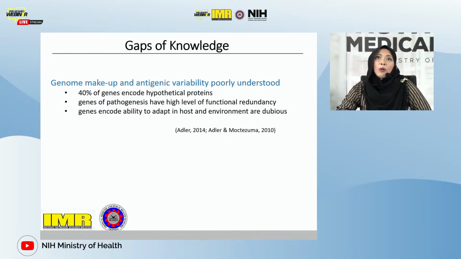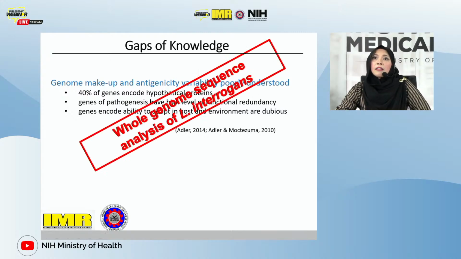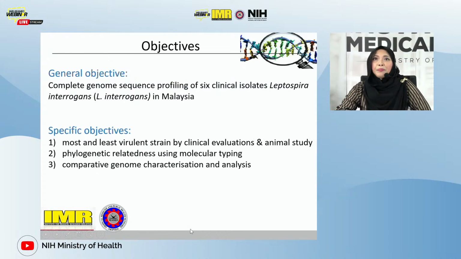Until now, the genomic makeup and antigenic variability of Leptospira are poorly understood, as 40% of the genes encode hypothetical proteins that are unknown in function, and there is a high level of functional redundancy in the genes of pathogenesis, and the genes encoding the ability to adapt in the host and environments are still dubious. Thus, this study is being carried out to address the gaps.